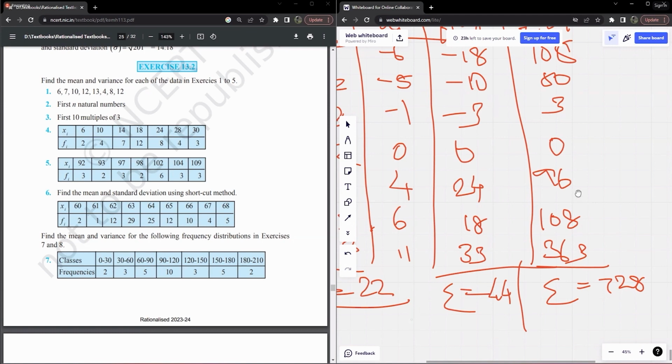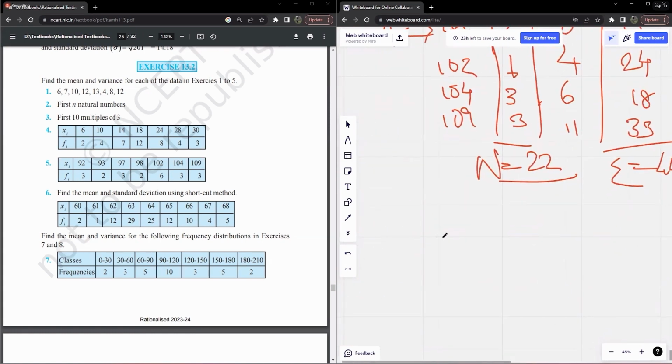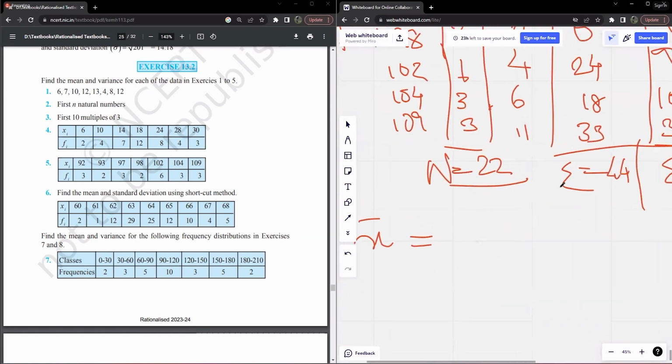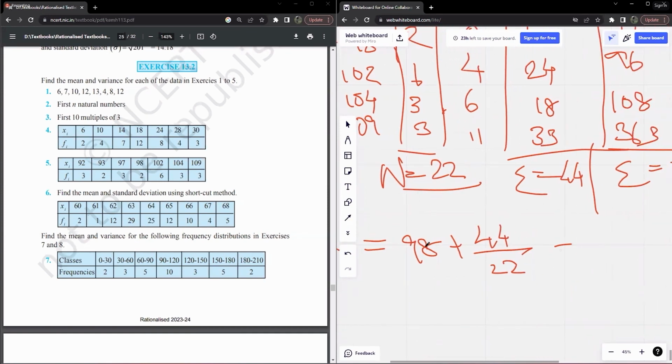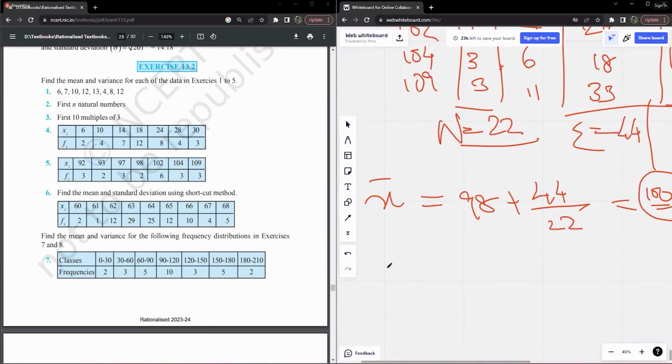All right. So now, with all this in mind, we can basically find out x bar. That is going to be a plus sigma of fi di divided by n, which is 44 divided by n, that is 22, which is basically 98 plus 2, which is 100, right?